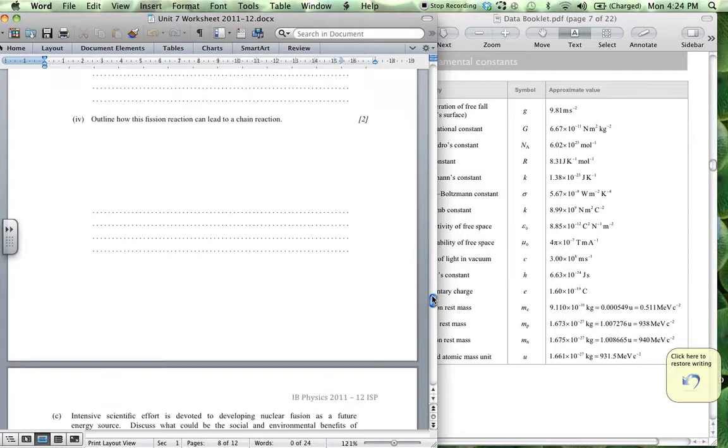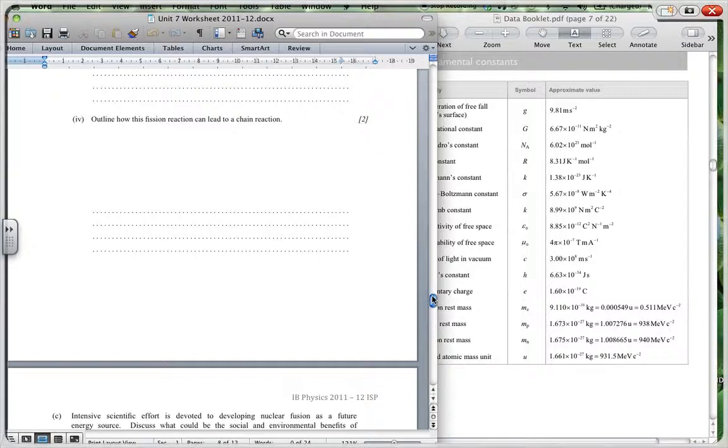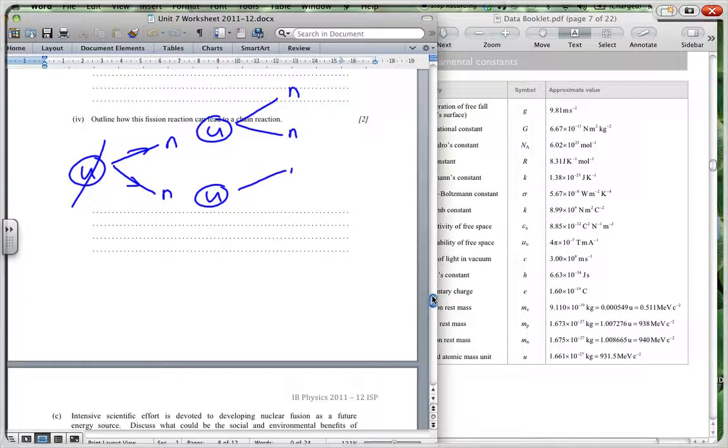Finally, it says, outline how this fission reaction can lead to a chain reaction. So we've got our uranium, and we have fission. It divides into two parts, and it gives out two neutrons like that. Now if those two neutrons hit two further uranium, they may give out two further neutrons each. So now we've got 4 neutrons. And if each one of those hits further uranium, they would also give out 2 neutrons.